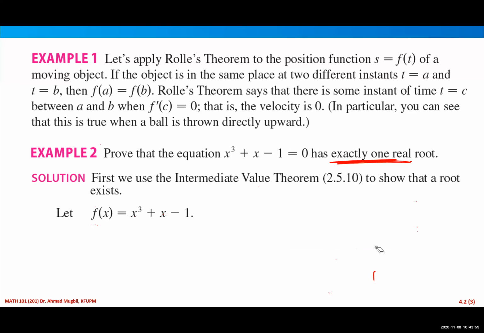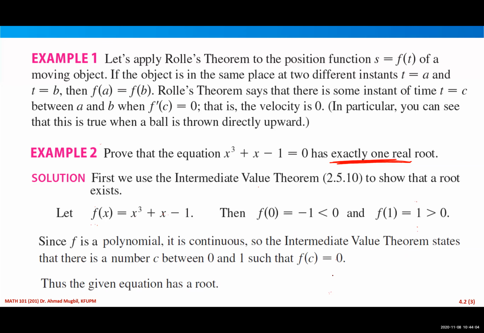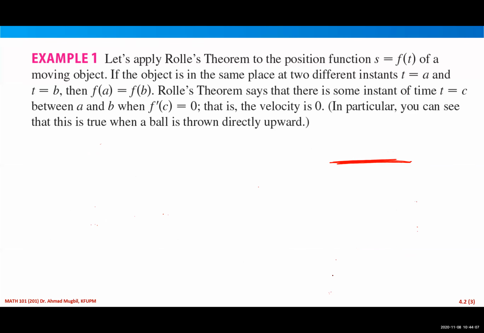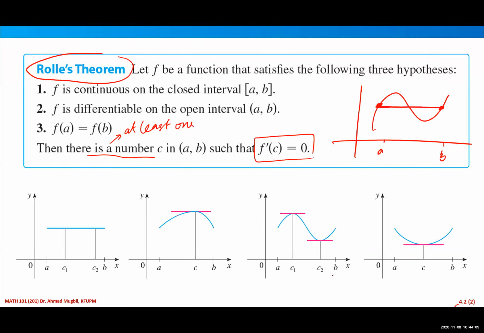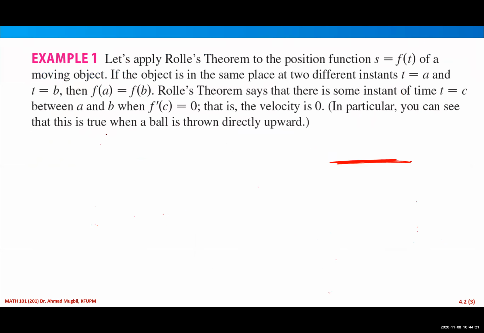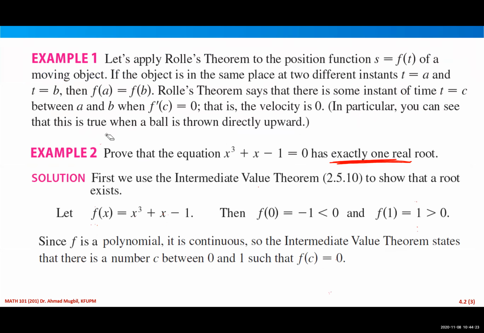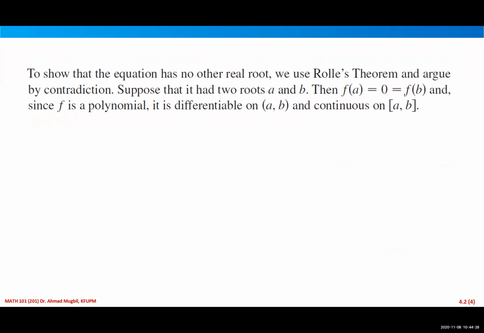How to prove that? We will use Rolle's theorem. Do you remember what Rolle's theorem says? It says that the function must be continuous. We have this continuity. It is differentiable. We have it because it is a polynomial. And this is the most important part: we have f of a equals f of b. So we should look for some points a and b, at which of course the values are the same. Now this is 0, this is 1, ya shabab.